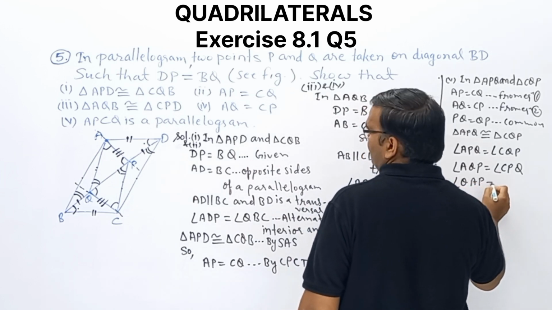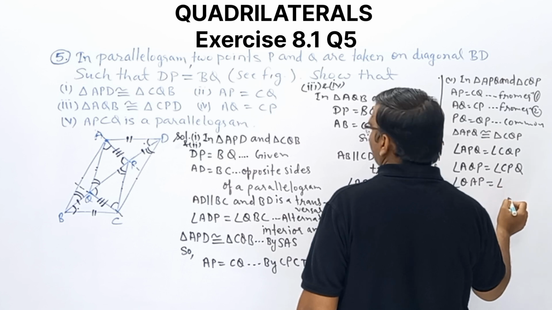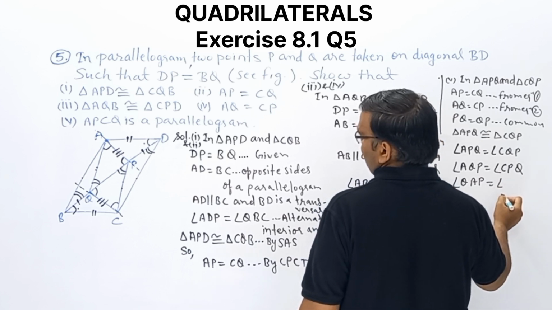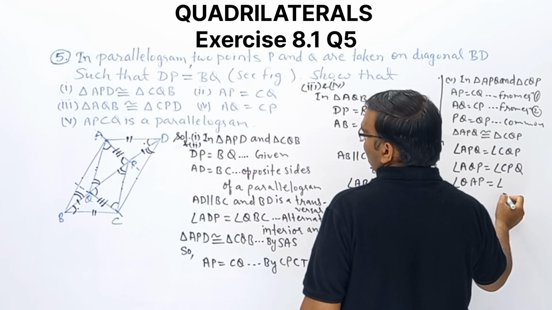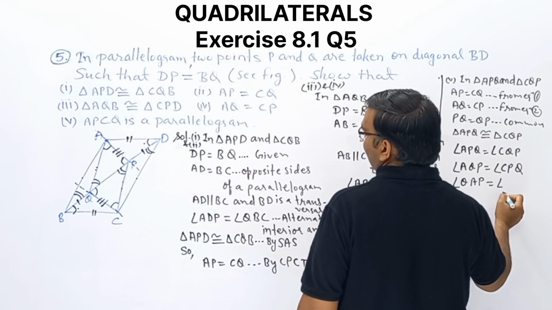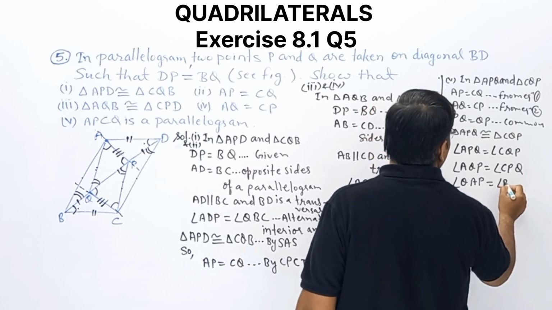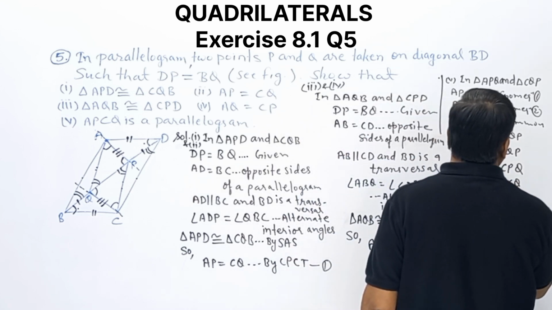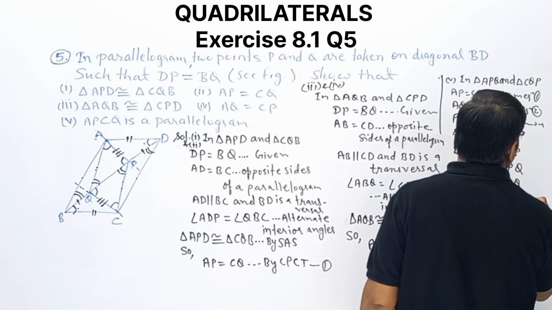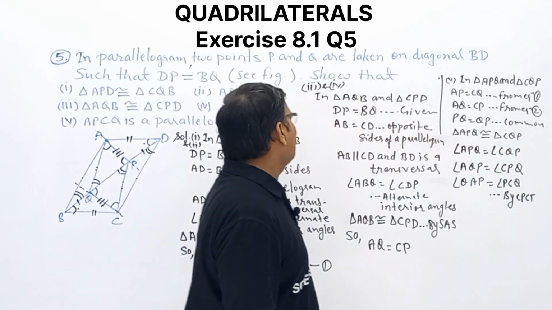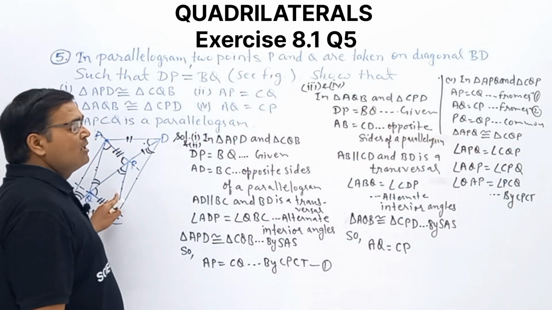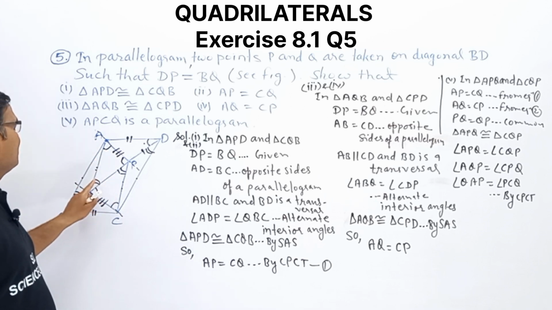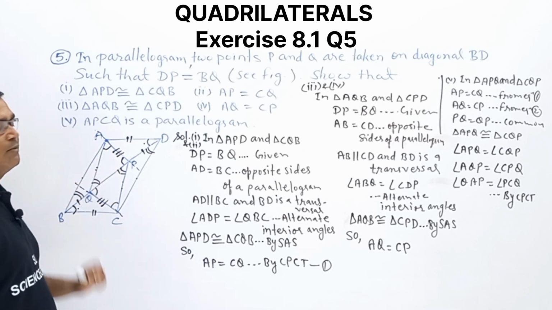QAP equal to angle PCQ by CPCT. How we are writing? By CPCT, corresponding parts of congruent triangle. These two triangles are congruent, then corresponding parts of these two triangles. This angle equal to this one, this equal to this one, and this equal to this one.